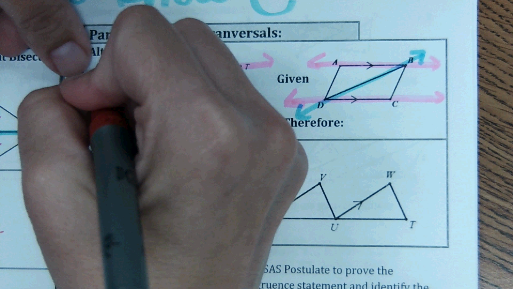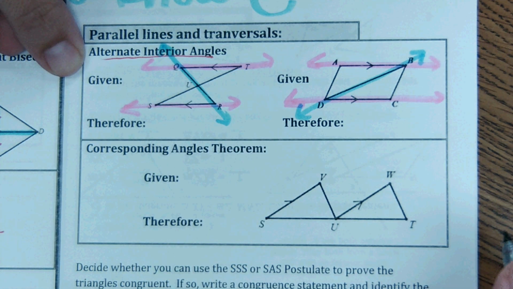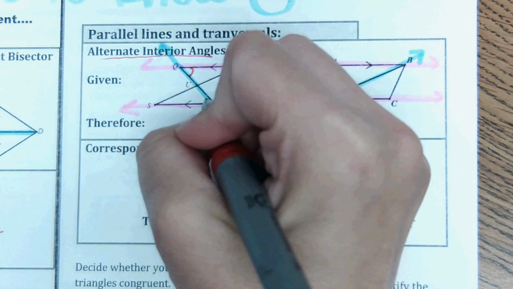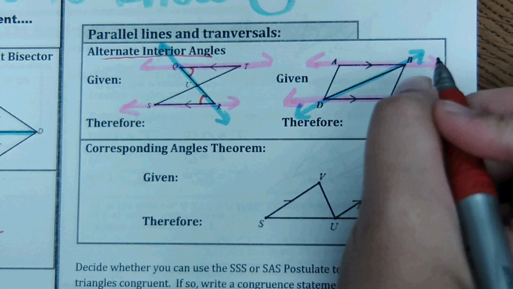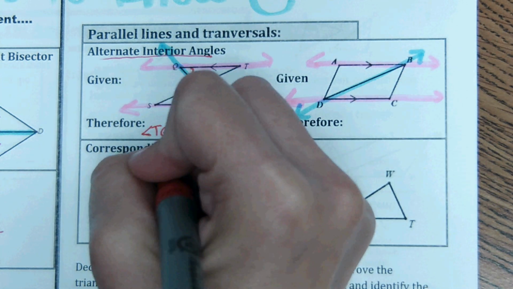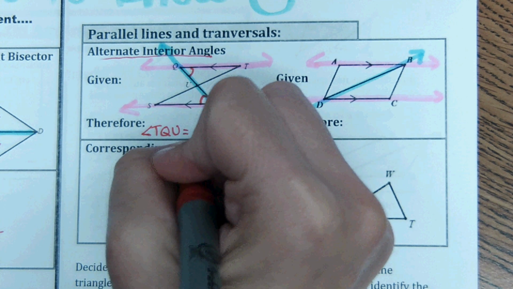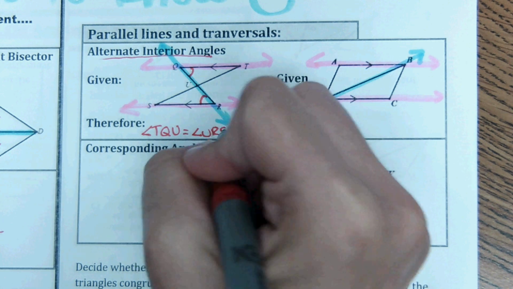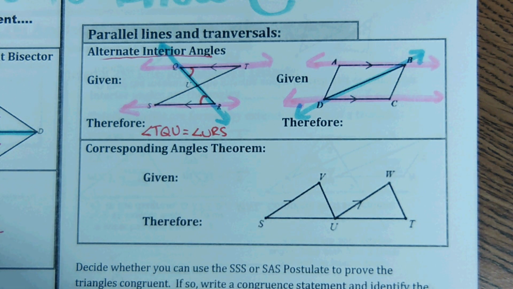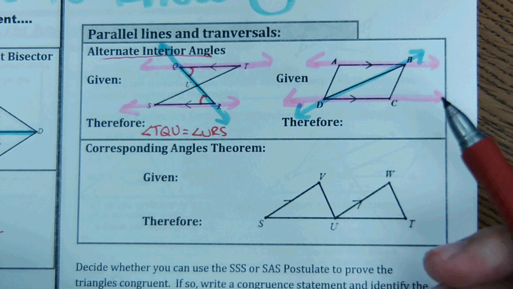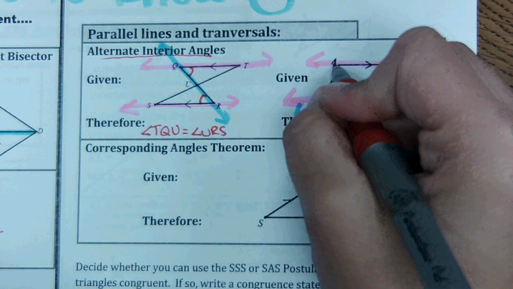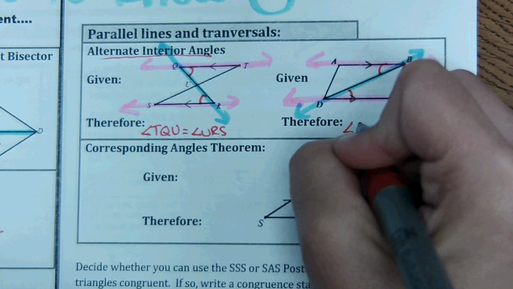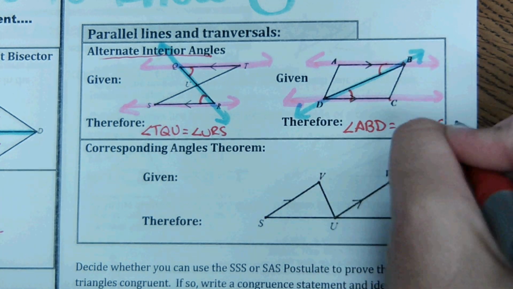And with that whole situation, we have alternate interior angles that are congruent. So with the parallel lines and transversals, alternate interior angles are equal. So this angle and this angle, which are alternate interior angles, are equal. So angle TQU is equal to angle URS. And then you could potentially use that to prove that those triangles are congruent, or as part of a proof. And then over here, same situation, alternate interior angles are equal. So angle ABD is equal to BDC.